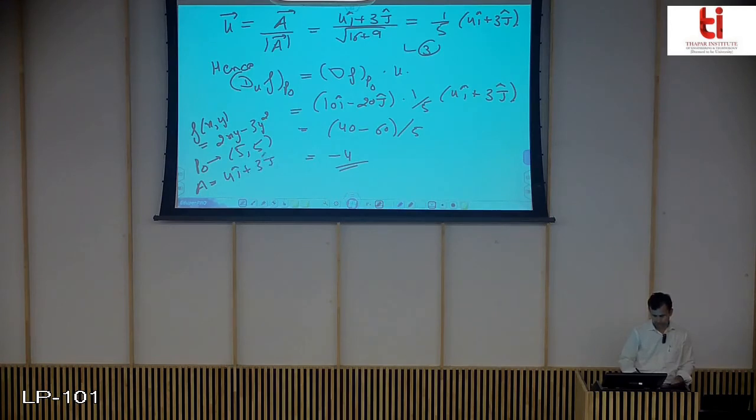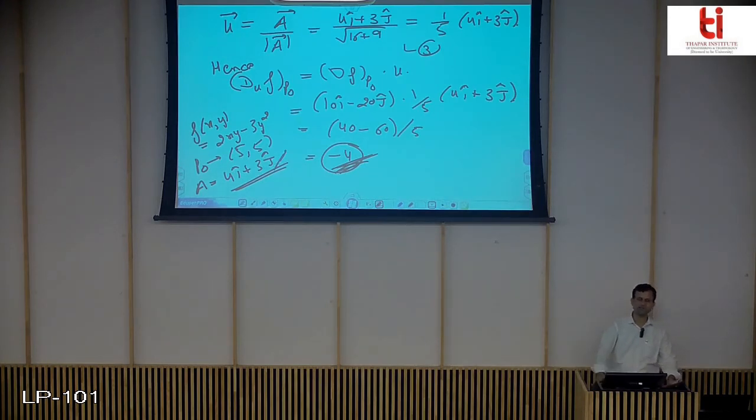So this result tells you that at point (5,5), this function f(x,y) has a rate of change in the direction of this vector equal to minus 4. That is, it is changing at the rate of minus 4 in the direction of this unit vector at point (5,5).